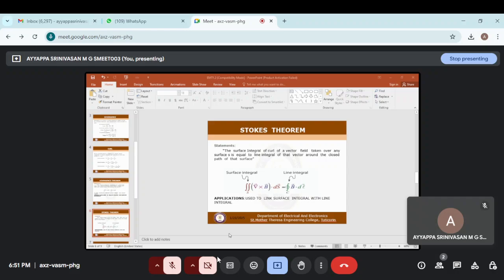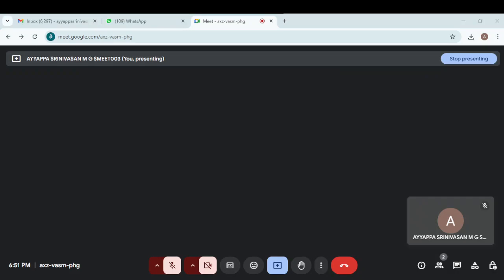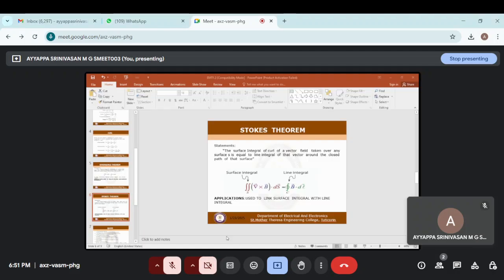So the surface integral of del cross B, that is the curl of a vector, over a surface ds is equal to the line integral of B, the same vector, over a line. That's why we have dl. Then these are all the important theorems, and we will see the problems based on this in our next video.